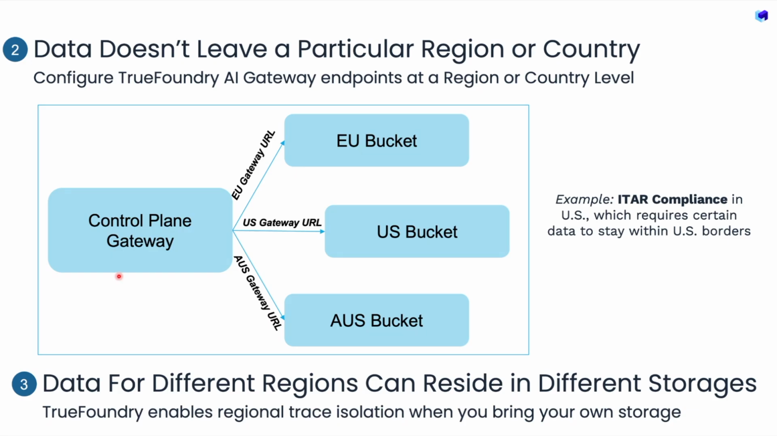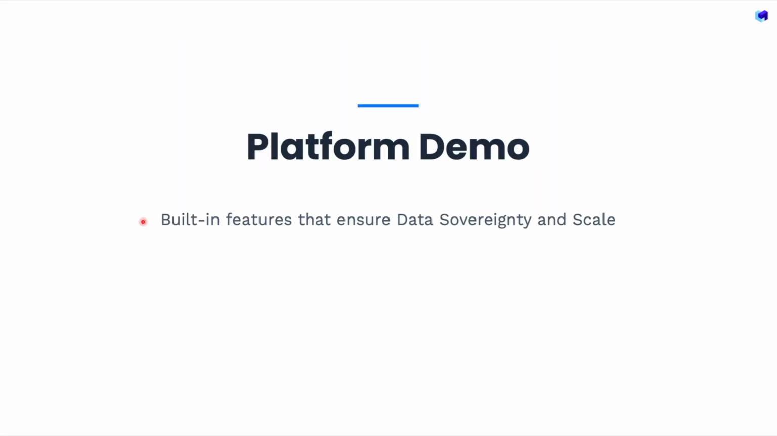Additionally, TrueFoundry also enables data residency at a sovereign level. With a control plane gateway, you can have multiple gateway URLs in different regions, which govern where the requests are flowing. So your requests are only flowing in those particular regions where those gateways are actually deployed. Additionally, the third point is data for different regions can reside in different storage buckets. So you can also bring your own buckets deployed in certain regions. So the data is only stored in those regions. This is especially useful for rules such as the ITAR compliance in the US, which requires certain data to stay within US borders. Now let's look at a platform demo.